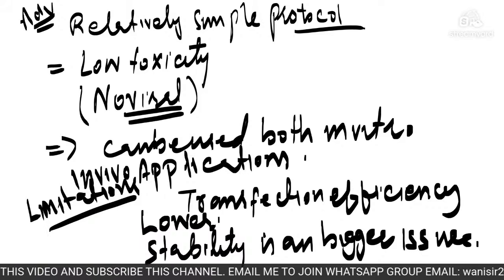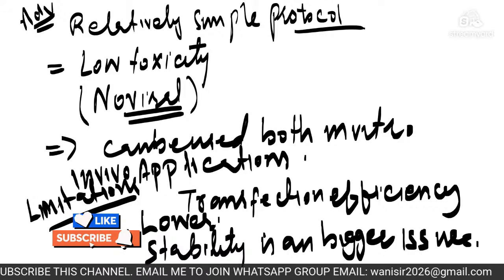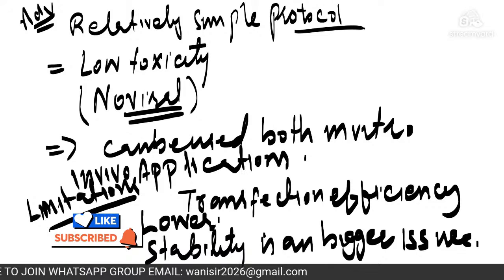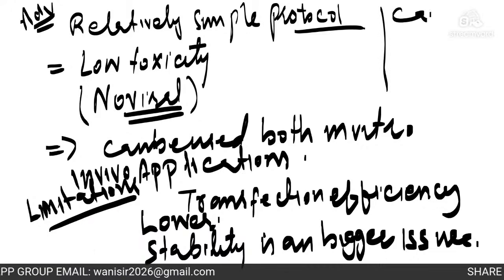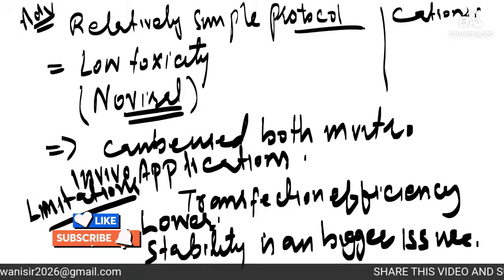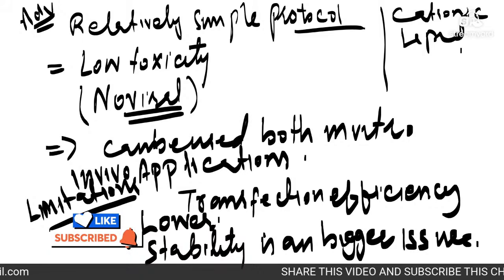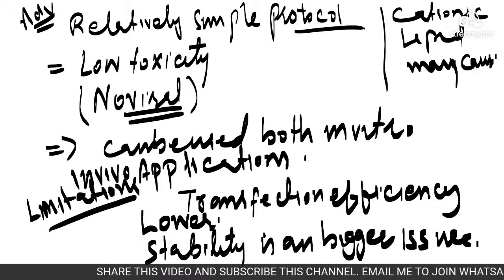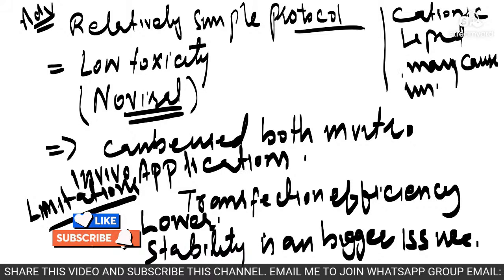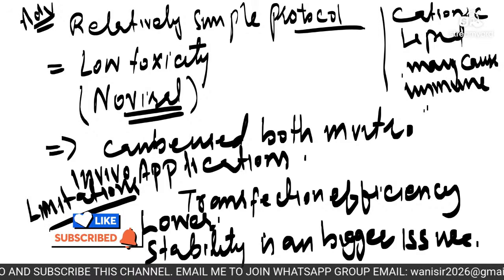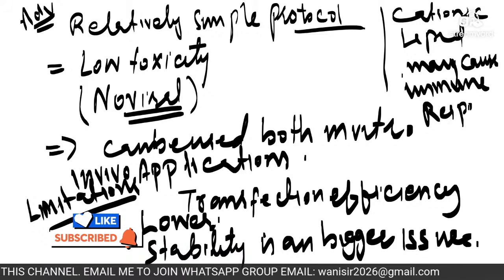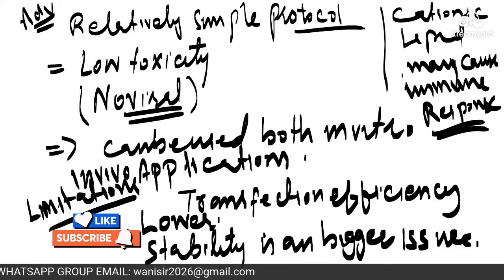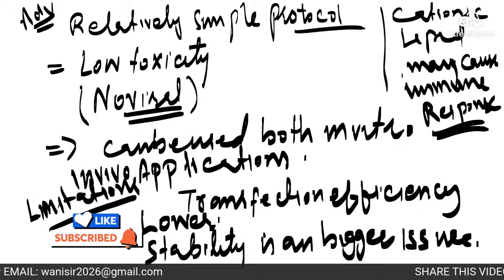They can form aggregates, and cationic lipids can sometimes cause inflammation. So cationic lipids may cause an immune response. These are very important points that need to be understood, and this is very important for you. What are the advantages and what are the limitations?